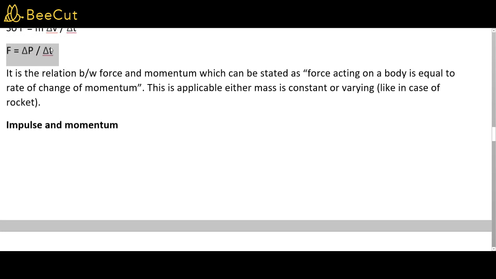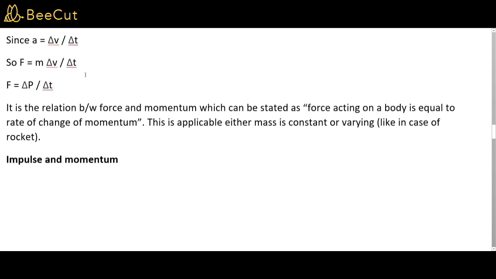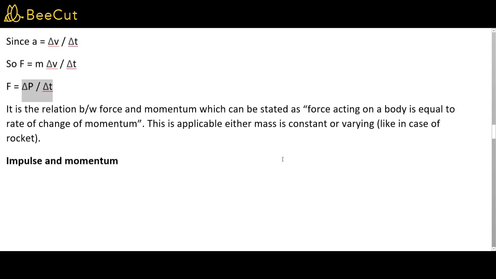If you take this delta t to the other side, then delta p will remain on this side and delta t will be multiplied by F. That actually becomes impulse. So impulse is equal to change in momentum. Make sure that delta p is indicating change in momentum, but delta p over delta t is indicating the rate of change of momentum with respect to time.